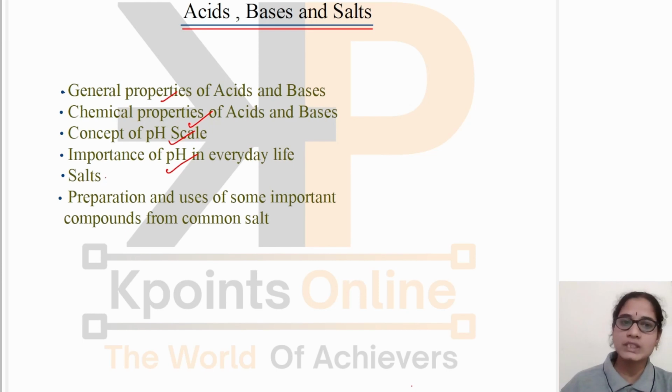Then we are going to study salts. That is a product that is formed by the neutralization reaction between acid and bases. Then we will also study the preparation of some important compounds from common salts. But in this particular session, we are going to study about the definition of acids and bases and the different types of acids and bases and indicators.